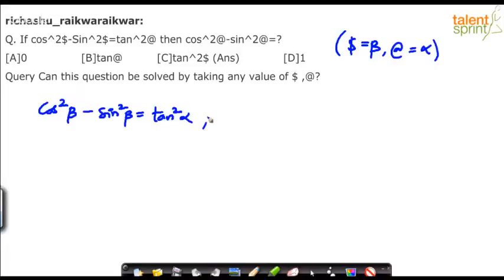Then he's asking us to find out the value of cos square 2 alpha minus sine square alpha. This is equal to what? Okay, so let us see what can be done. Cos square beta minus sine square beta equals tan square alpha. Then, will random substitution help?